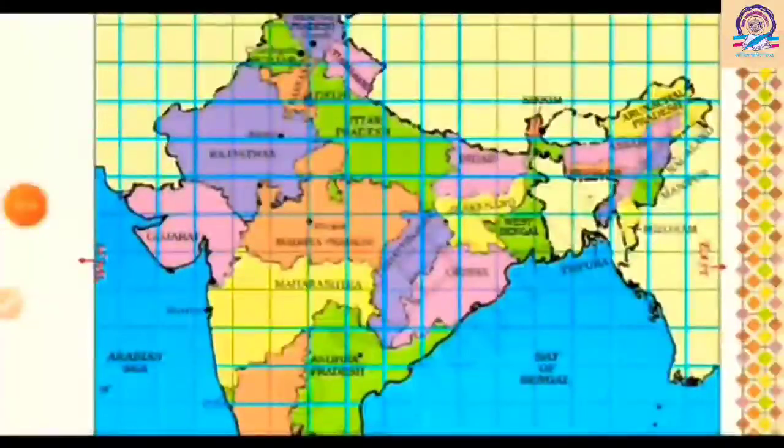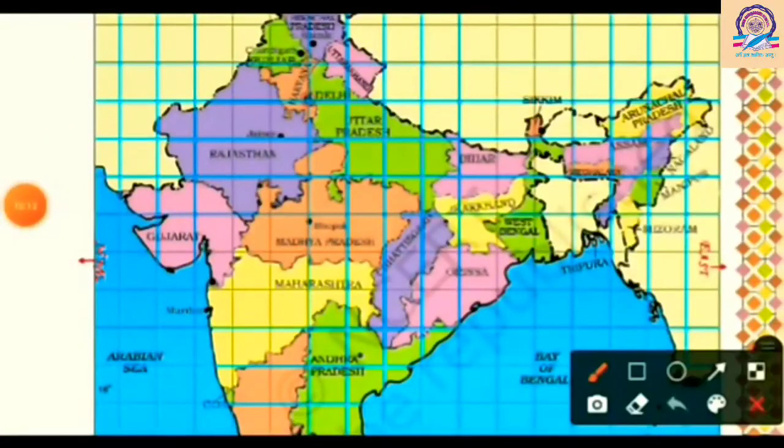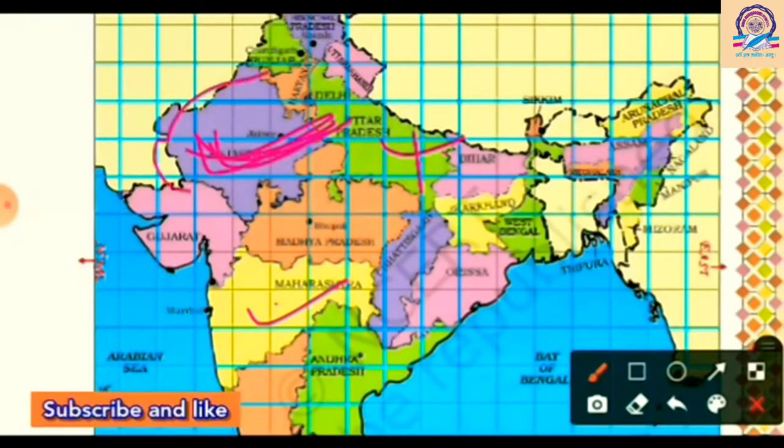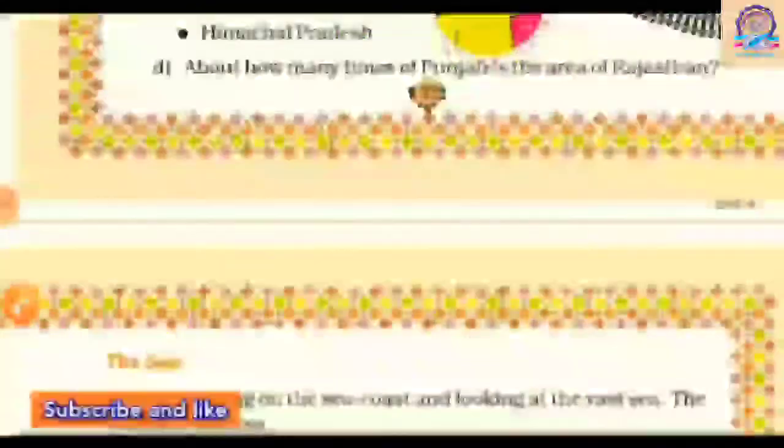So here from the map we can say that there are 2 to 3 states which have the largest area, of which one is Rajasthan, another is Maharashtra and the last one is Uttar Pradesh. And Maharashtra and Uttar Pradesh are not that big. So from that we can say that Rajasthan has the largest area. Okay, the state having the largest area is Rajasthan. Is it clear?